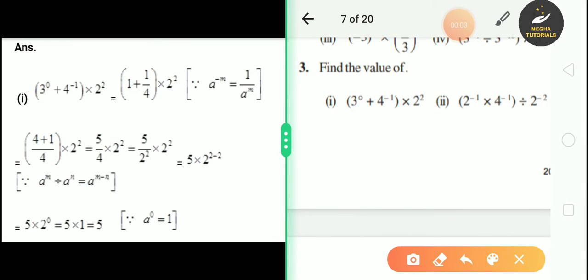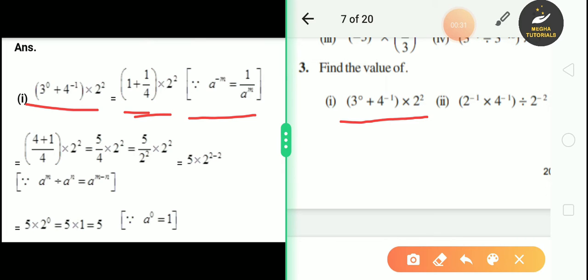Question 3, find the value of 3 raised to 0 plus 4 raised to minus 1 into 2 raised to 2. So this is the question. First we will solve the bracket. So 3 raised to 0 is 1 and 4 raised to minus 1 is 1 upon 4. Using this law, a raised to minus m is equal to 1 upon a raised to m. So second step is 1 plus 1 upon 4 into 2 raised to 2.